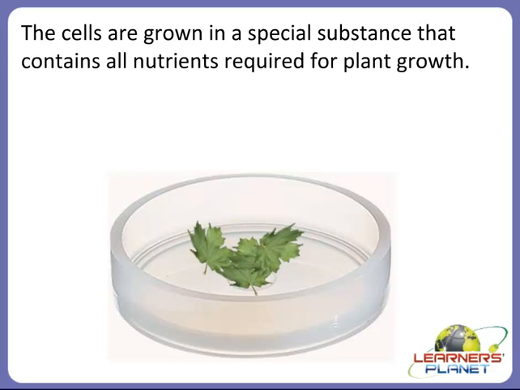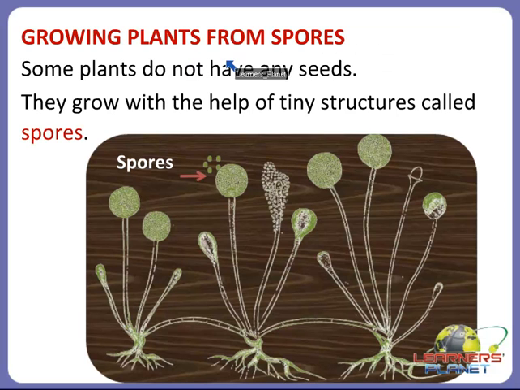Now we are going to study another topic. It is not a method, but they are the plants which are grown from spores. So let's study about them in detail. Growing plants from spores. Children, some plants do not have any seeds. So how are they able to grow into a new plant? They grow with the help of tiny structures called spores. As you can see here, these tiny structures are called spores.